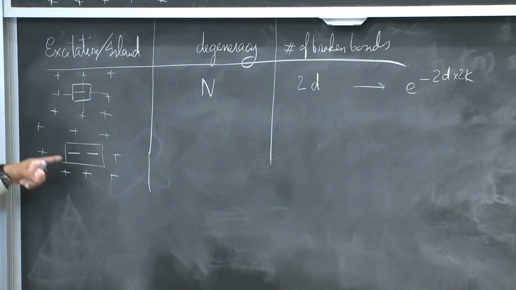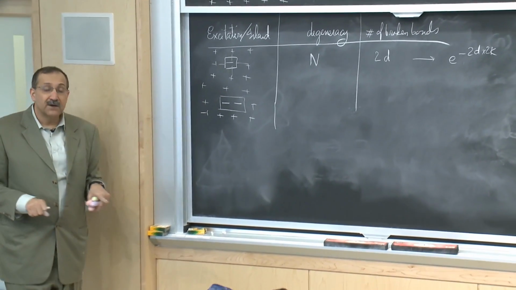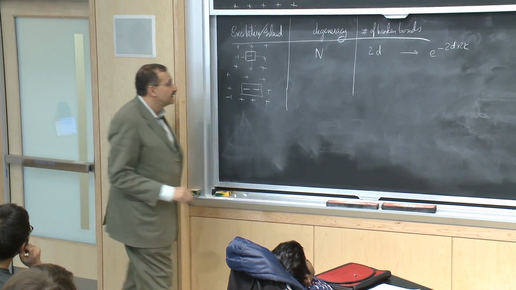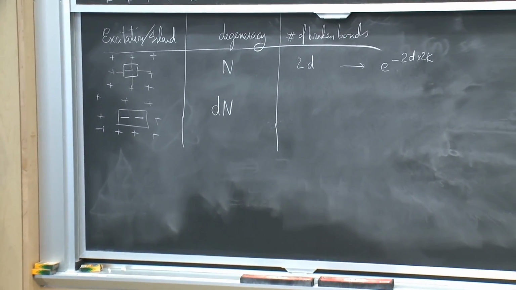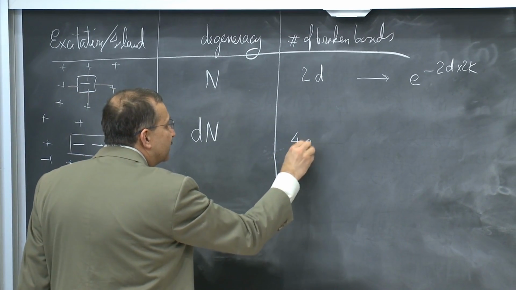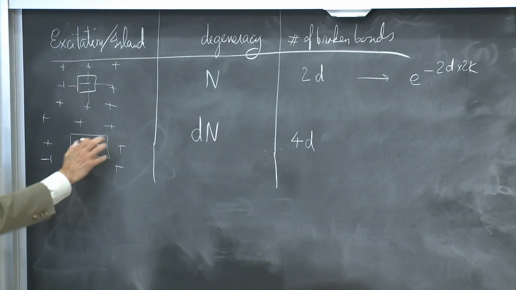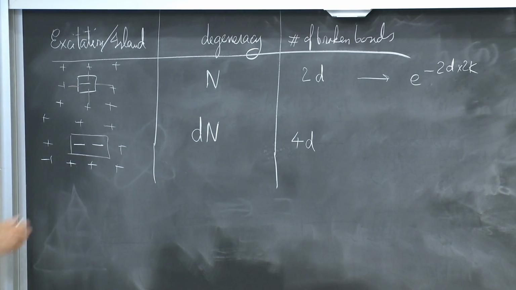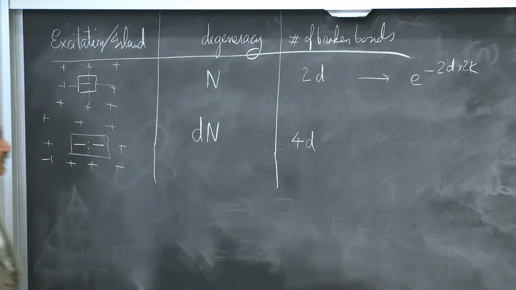Now, you can see that in 2 dimensions, I can orient this pair along the x direction or along the y direction. And in general, there would be d directions, so I would have dN. Roughly, you would say that the number of bonds that you have broken is twice what you had before if the two were separate. But there is this thing in between that is now actually a satisfied bond.